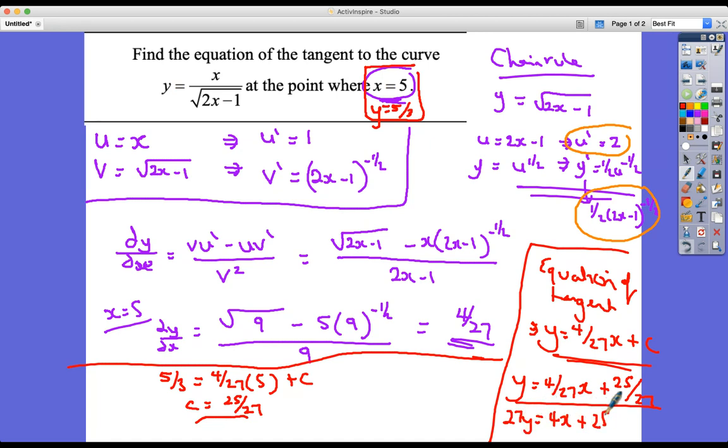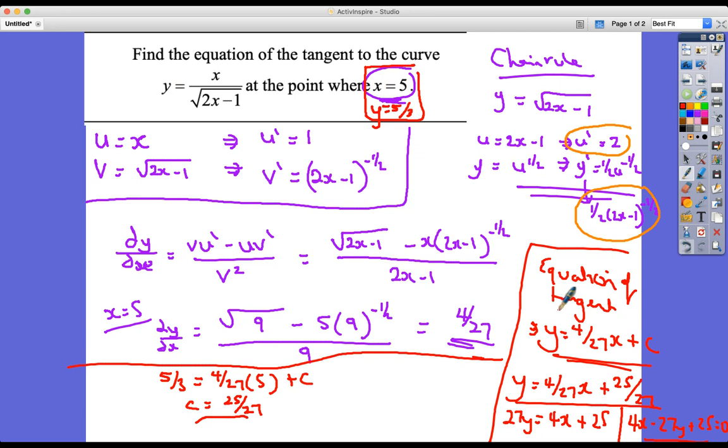And I could even put it all on one side and say that 4x minus 27y plus 25 equals 0. Okay, that's quite tidy, but that's fine. I mean, to be honest, it hasn't asked for it, so it's absolutely fine. All right, so there's a lot going into that.